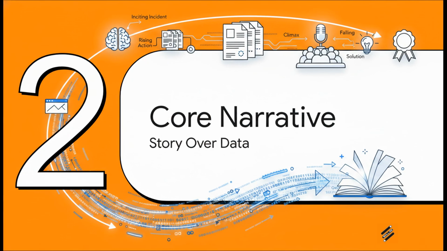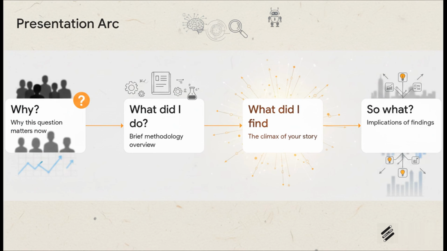Which brings us to Section 2, Finding Your Core Narrative, where we prioritize story over data. See, the solution to a boring presentation isn't just adding pretty colors to your slides. It's about building a tightly structured story arc. You want your presentation to flow sequentially through these 4 steps, rather than just doing a chronological data dump. Step 1, why this question? Like, why should the audience actually care right now?